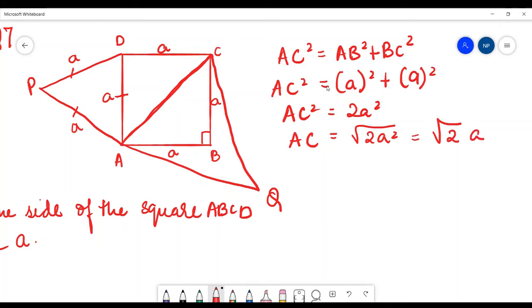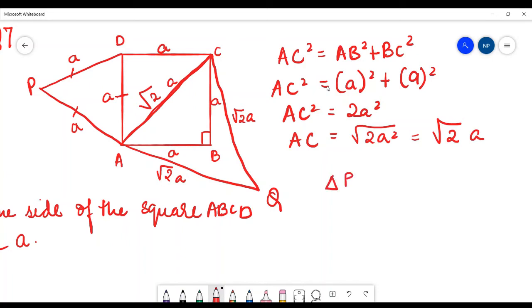That means the length of AC is what? How much, children? It is root 2A. Is that clear? Now if this is root 2A, this is also an equilateral triangle. So therefore this length will also be root 2A. This length will also be root 2A. Is that clear?